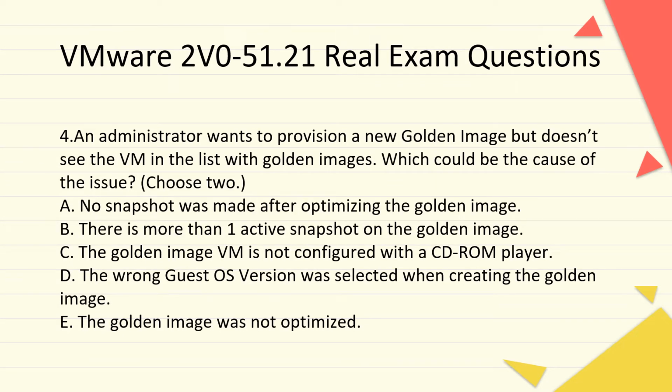4. An administrator wants to provision a new golden image but doesn't see the VM in the list with golden images. Which could be the cause of the issue? Choose 2. A. No snapshot was made after optimizing the golden image. B. There is more than one active snapshot on the golden image. C. The golden image VM is not configured with a CD-ROM player. D. The wrong guest OS version was selected when creating the golden image. E. The golden image was not optimized.